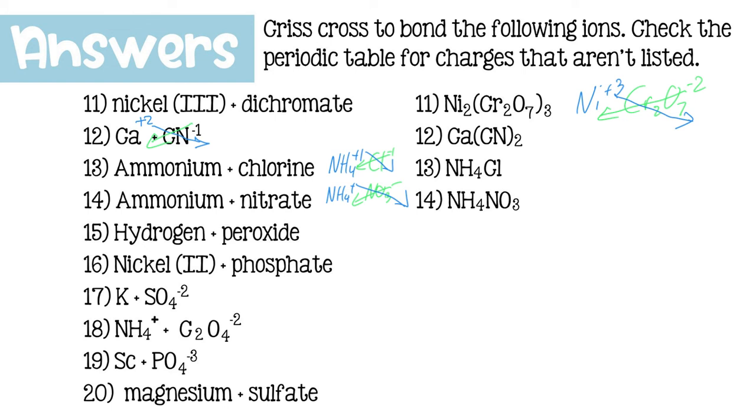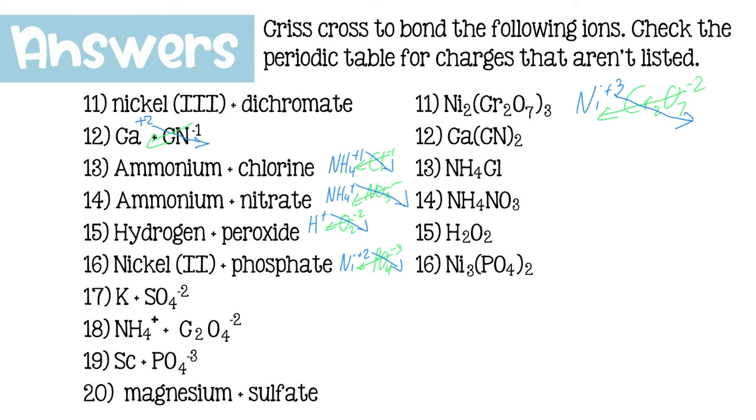Now for number 15, we have hydrogen peroxide. Hydrogen has a +1 charge, and peroxide is O2 with a -2 charge. So when we crisscross those, we get H2O2. For number 16, we have nickel 2, so nickel with a +2 charge, and phosphate, which is PO4 with a -3 charge. When we crisscross these, we get Ni3, and we get (PO4)2. So we have 2 phosphates.